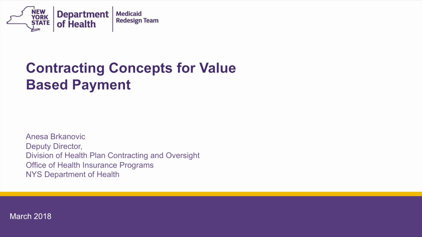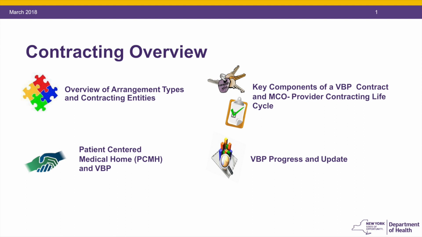But before we go there, this is just a little agenda of what I will be talking about. So we'll talk about overview, arrangement types and contracting entities. That's the very first thing, just a basic quick introduction of the subjects. Then we'll talk about key concepts of the value-based contracts and the MCO provider contracting lifecycle, which is what many of you want to hear about. A little bit about patient-centered medical homes and changes that the state has proposed in a recent Medicaid update, and then value-based payment progress and update to date. It's basically what we have collected in data to tell you how we are progressing.